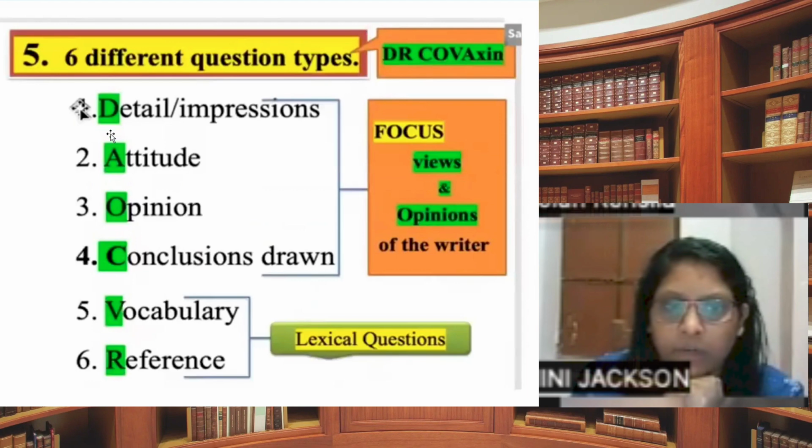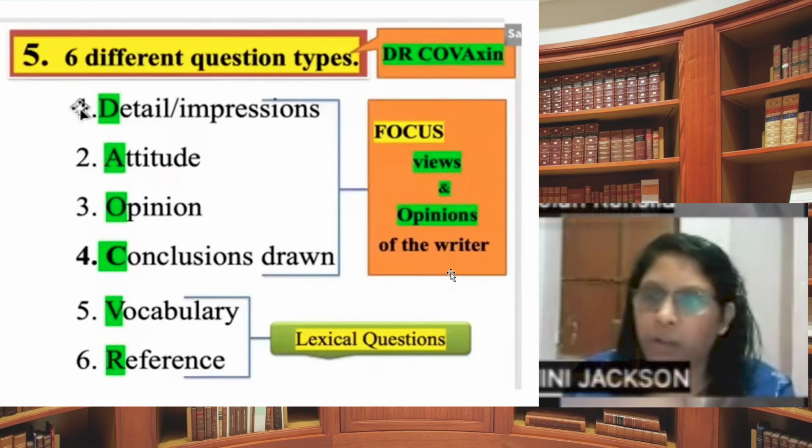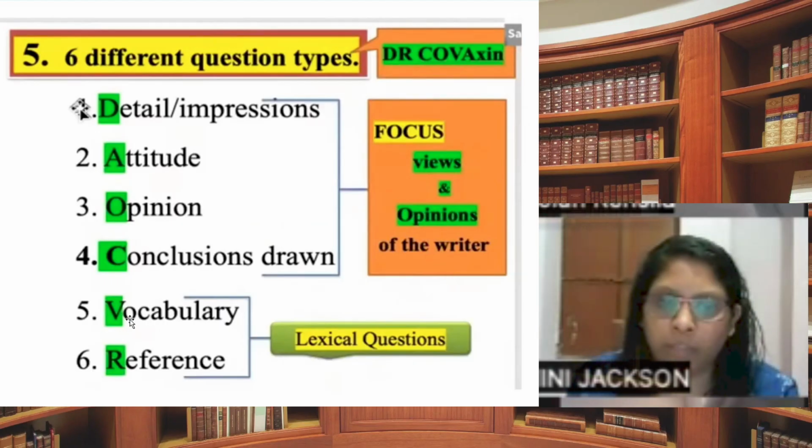The next one: what types of questions will we have in Part C? Here there are 6 different types of questions: detail or impression, attitude, opinion, and conclusion drawn. For these 4 types of questions, we need to focus on the view and opinion of the writer. The other 2 types, vocabulary and reference, we call lexical type questions.